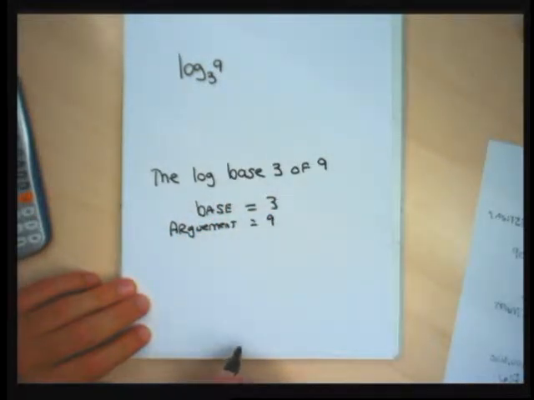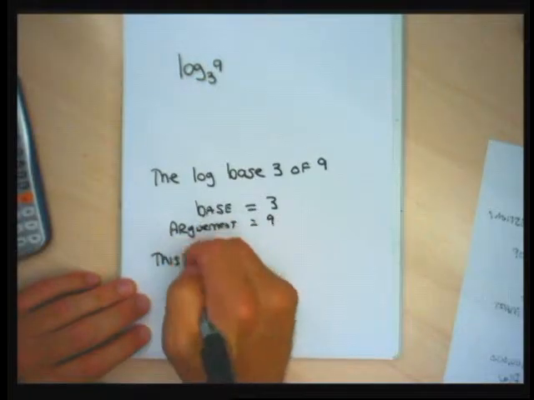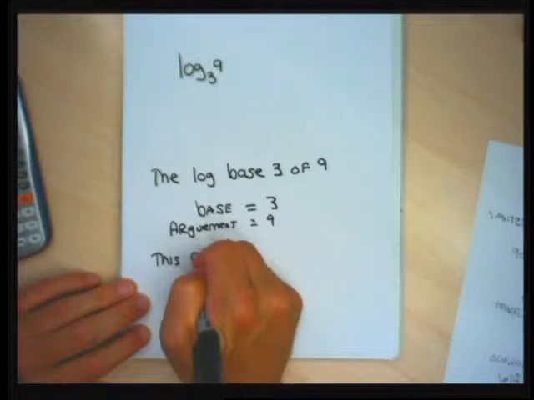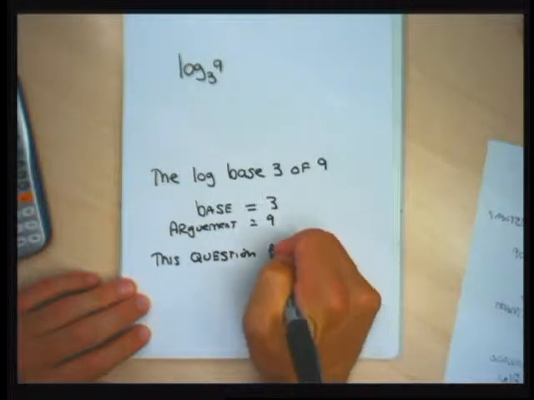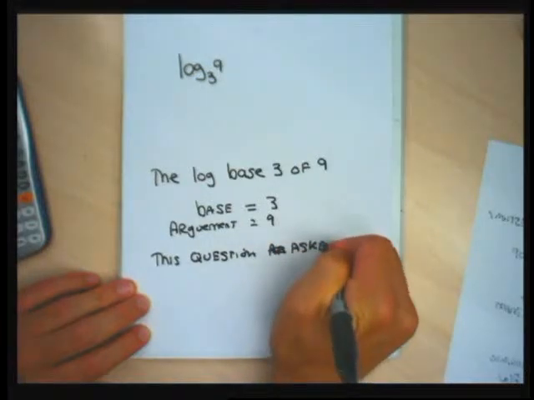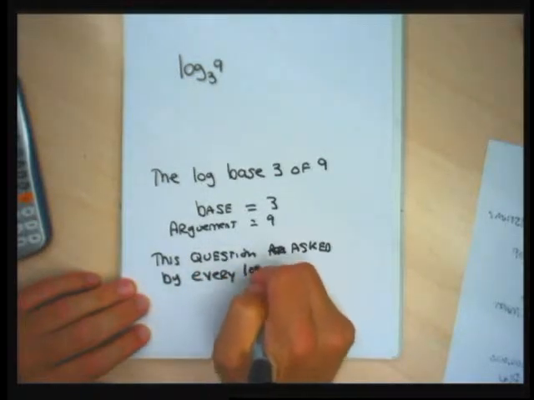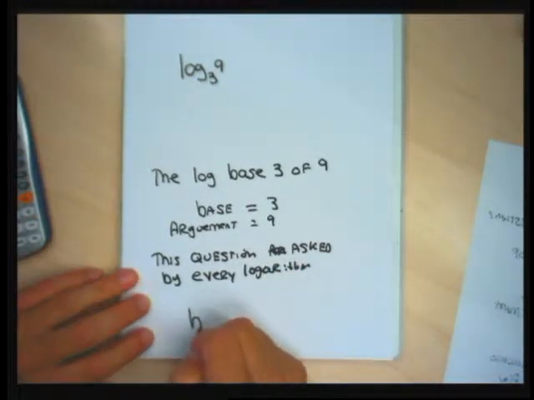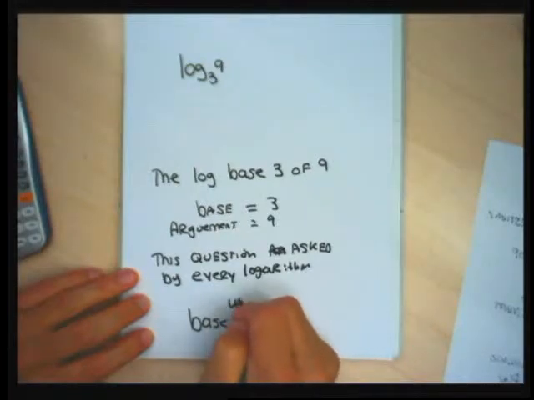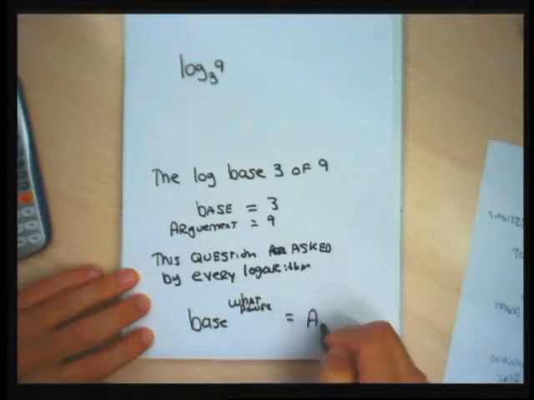That doesn't tell you anything about what this function simplifies to. Every logarithm asks the question, the base to what power is the argument? So the question that needs to be answered, or that's being asked by every logarithm, I'll use the log and logarithm interchangeably, is this: the base to what power equals the argument.